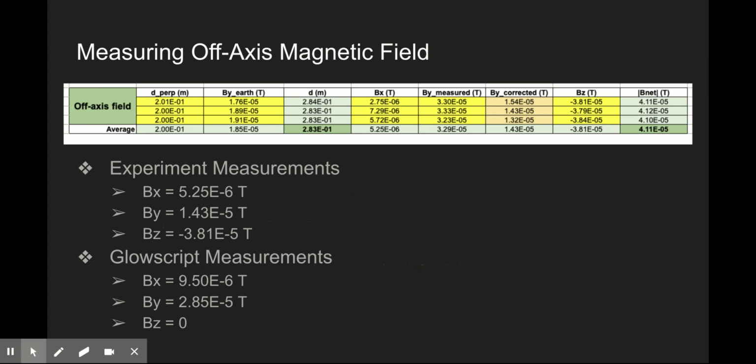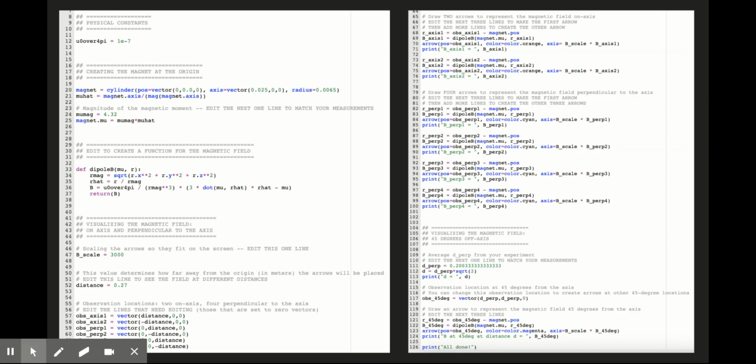So measuring the off-axis magnetic field, you can see my measurements at the top showing the x, y, corrected y, and z components. The experiment measurements and the GlowScript measurements are also below. And when you compare the two, you can see some discrepancies, which can be explained by the assumptions on the next page. So here's the code I wrote for my GlowScript model.